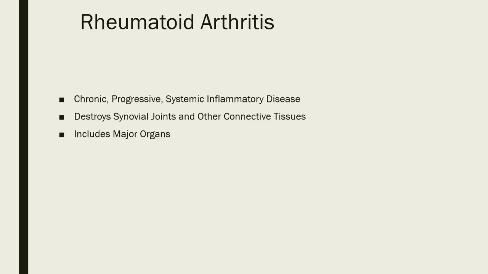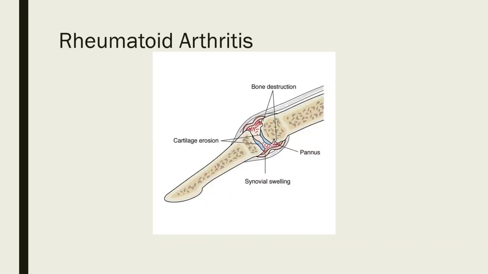Now we're going to talk about rheumatoid arthritis. This is a chronic, progressive, systemic inflammatory disease that destroys the synovial joints and other connective tissues. This includes major organs. This is a picture of some of the deterioration and bone destruction in the joint because of RA.